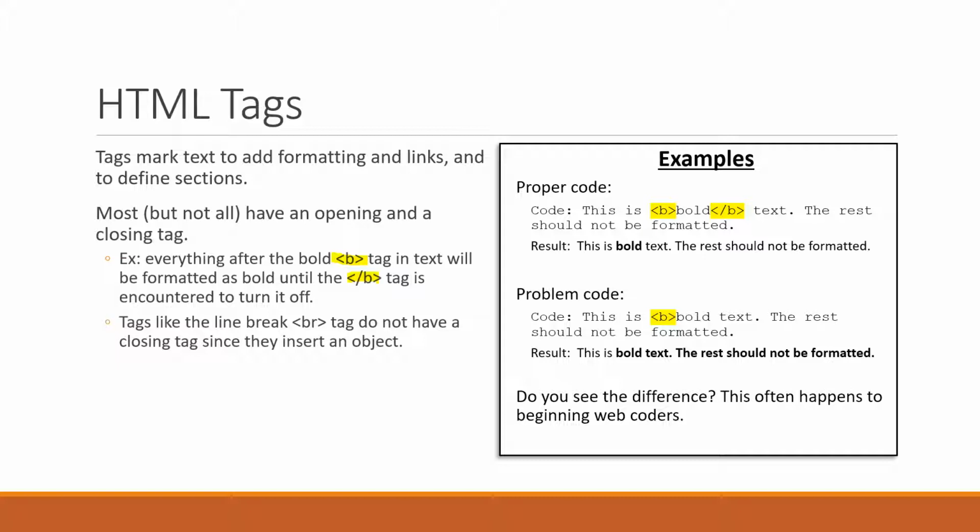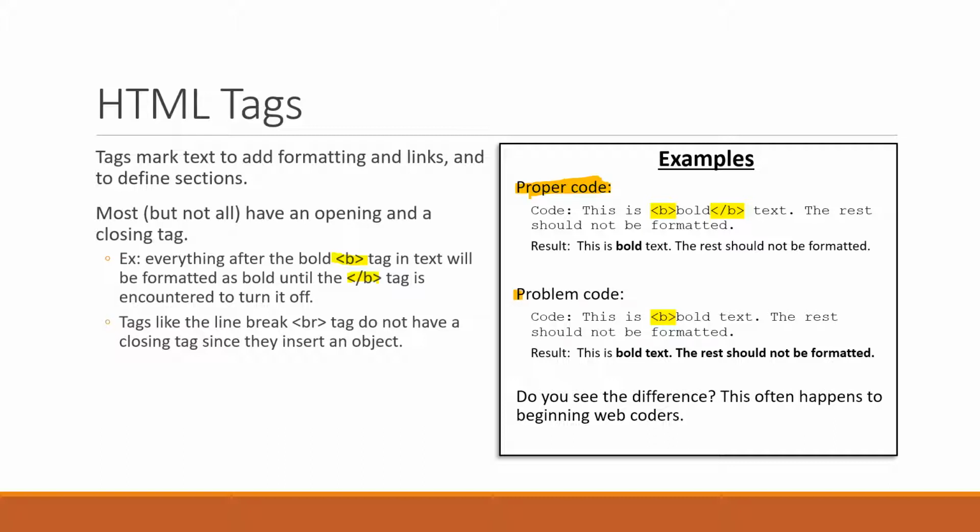So if you look over at the example here, in this proper code, I'm going to change the color to orange. In this proper code, we see over here, it shows that this is, and then you see the B tag, bold, and then the closing tag, text. The rest should not be formatted. And if you look at the result, you see only the word bold is formatted that way.